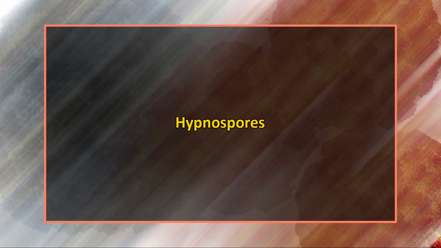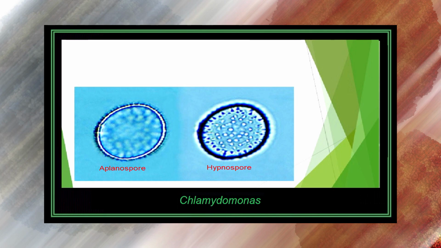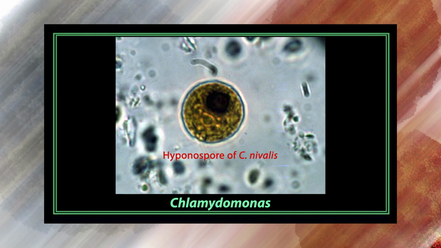Now, hypnospores. It occurs during extremely unfavorable conditions. The protoplast shrinks, loses flagella, secretes a thick wall on its surface, and remains inactive. The thick-walled, inactive, and resistant spores are called hypnospores. It is seen in Chlamydomonas nivalis. The hypnospores are small, like aplanospores. On the approach of favorable conditions, they germinate and give rise to mature Chlamydomonas cells.